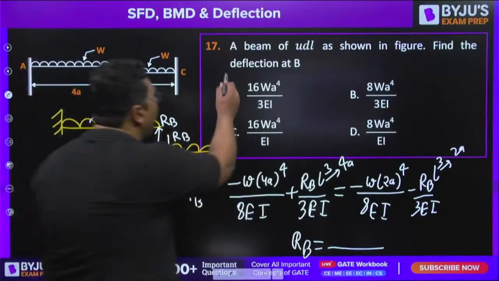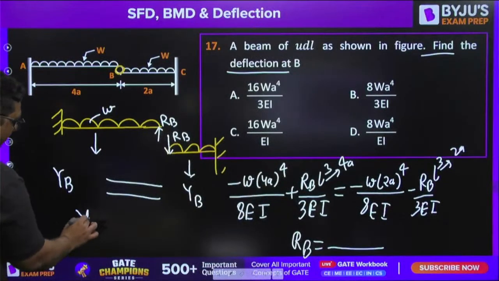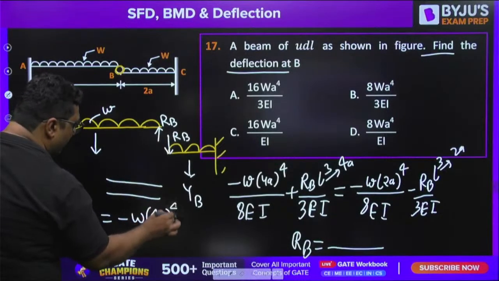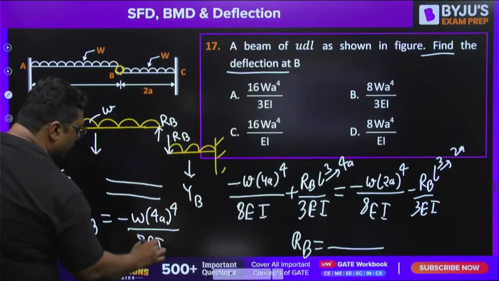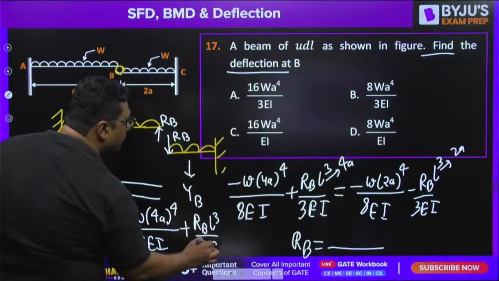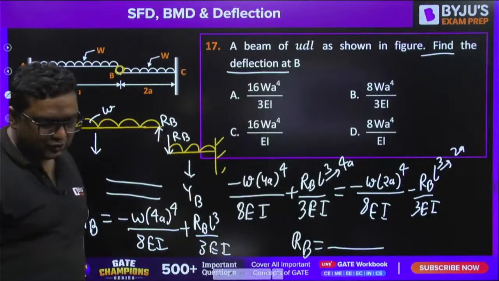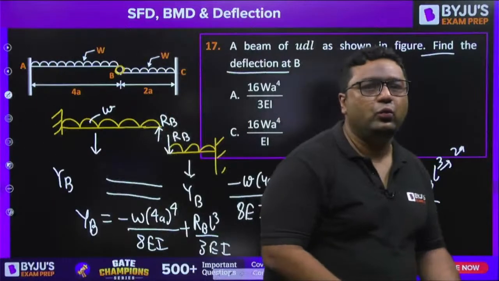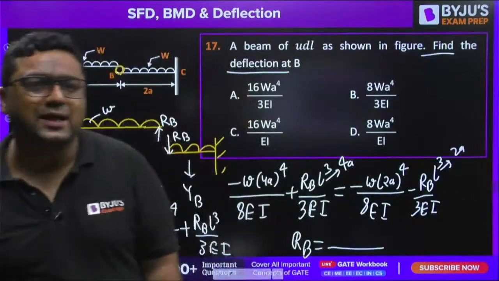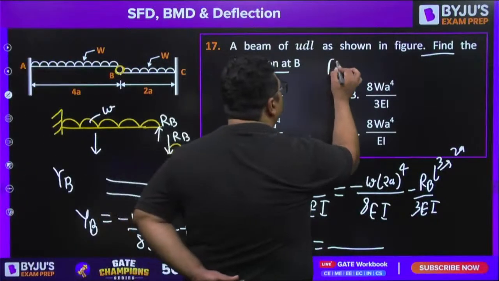Actually, they are asking you the deflection at B. So once you get the RB value, then you can find out deflection at B also. It is minus W (4a)^4 by 8EI plus RB L cube upon 3EI. Solve it, guys. So Utkarsh has given the answer to be A. Utkarsh has said A. Rest are saying D.